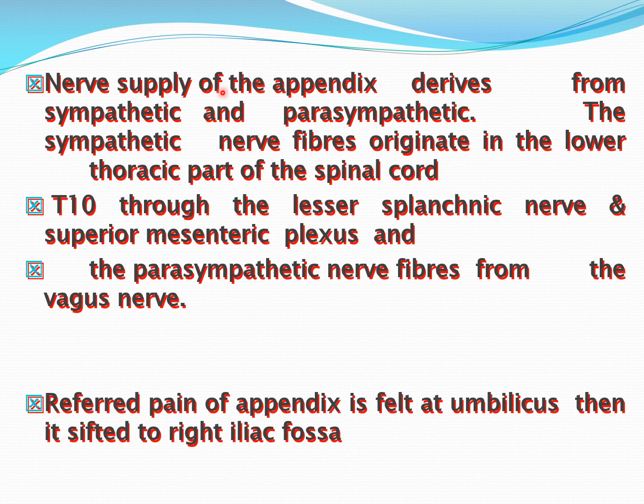Now nerve supply. The nerve supply of the appendix is derived from the sympathetic and parasympathetic systems. The sympathetic nerve fibers originate in the lower thoracic part of the spinal cord, T10, through the lesser splanchnic nerve and superior mesenteric plexus, and parasympathetic nerve fibers from the vagus nerve. Referred pain of the appendix is first felt at the umbilicus, then it shifts to the right iliac fossa. The preganglionic fibers come from the T10 segment of the spinal cord.